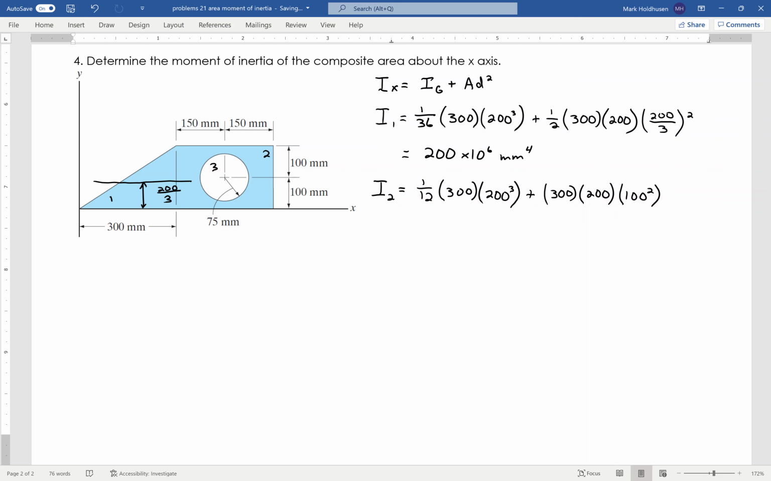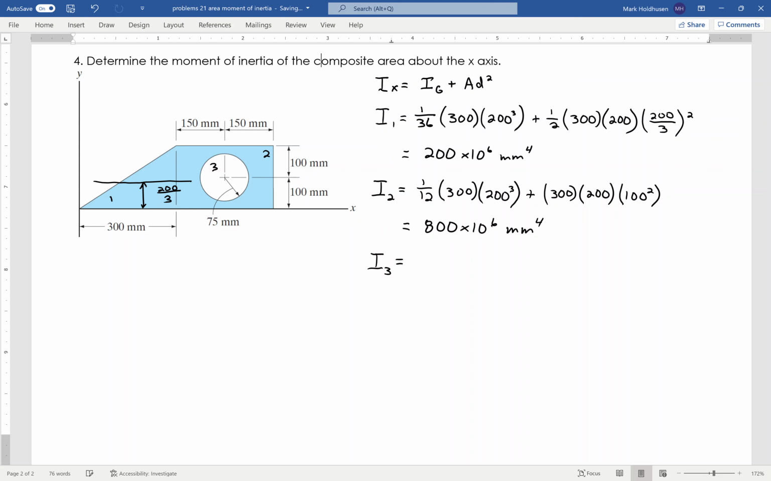So that's the parallel axis theorem for the rectangle, and the rectangle gets to be 800 times 10 to the 6th. Okay, so the moment of inertia of that rectangle about the x-axis is 4 times bigger than the triangle. That's because the area is bigger, as well as the centroid is a little bit further away from the x-axis. So both of those things cause a larger moment of inertia for this guy.